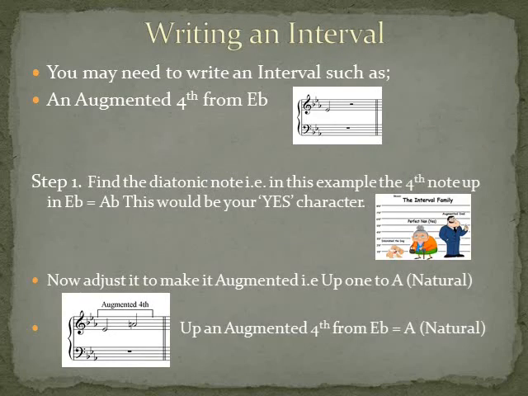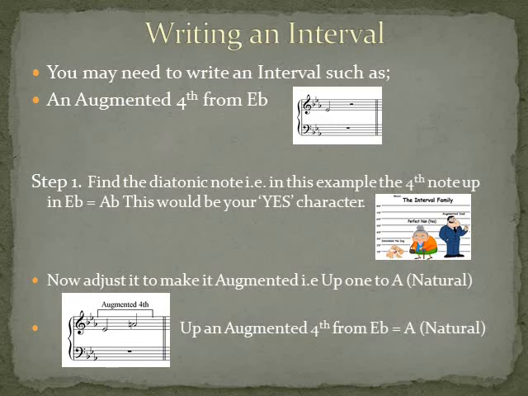You might need to write an interval. If in any case you're given this particular problem, whether this be for examination or for other, if you had to write an augmented fourth from E flat, first of all, find the diatonic note. In this example, the 4th note up in E flat would be A flat. This would be your diatonic note.